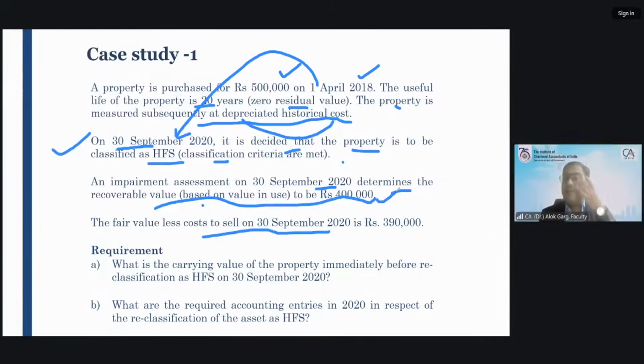So my dear friends, if I talk about this question, what is the carrying value? The carrying value is 4 lakh rupees and the fair value less cost to sell is 3,90,000.